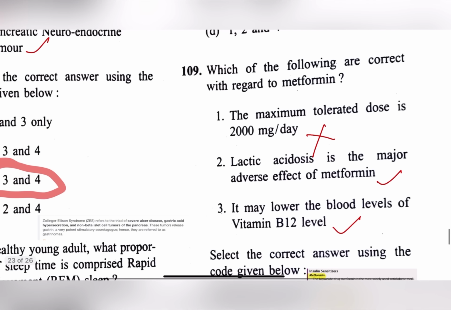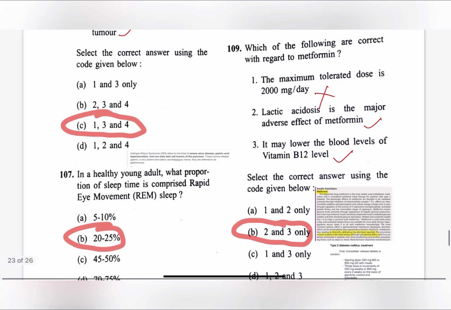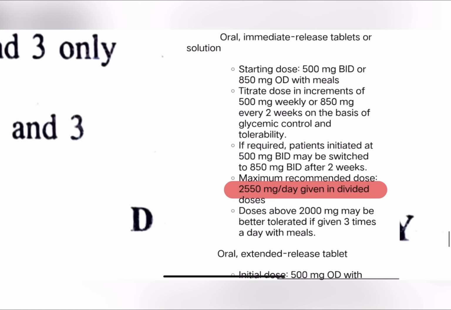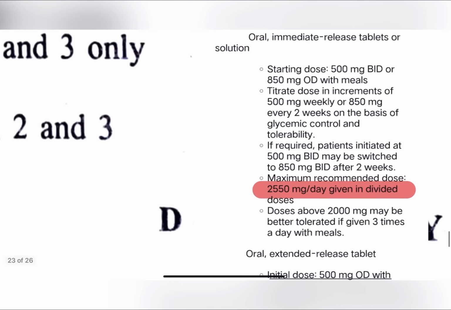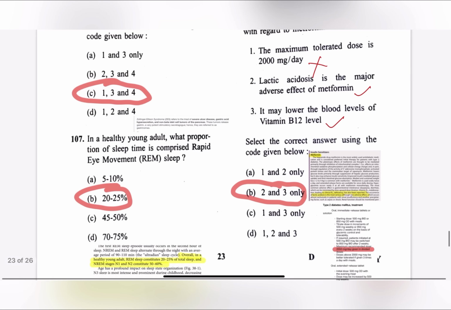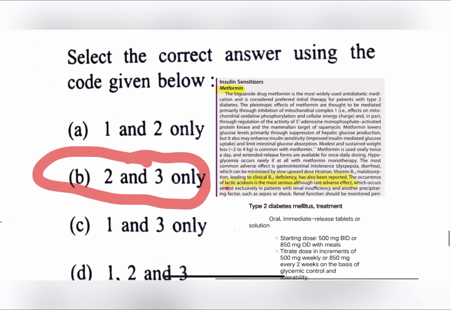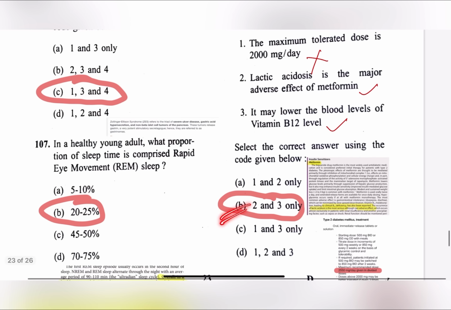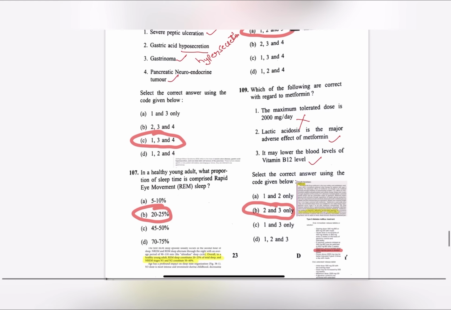Next question is which of the following are correct regarding metformin? They are talking about metformin. The first statement, maximum tolerated dose is 2000 mg per day. No, it is actually 2550 mg per day. So the first option is wrong. Next, lactic acidosis is the major adverse effect. Then it's true. Lactic acidosis is the major adverse effect. Other than that, B12 deficiency is also noted. So 2 and 3 are right. So answer for this is 2 and 3 only.